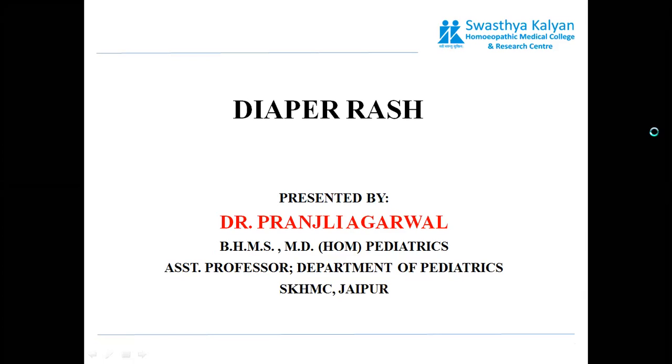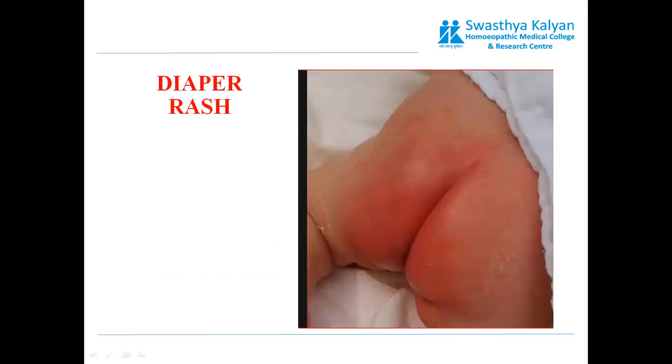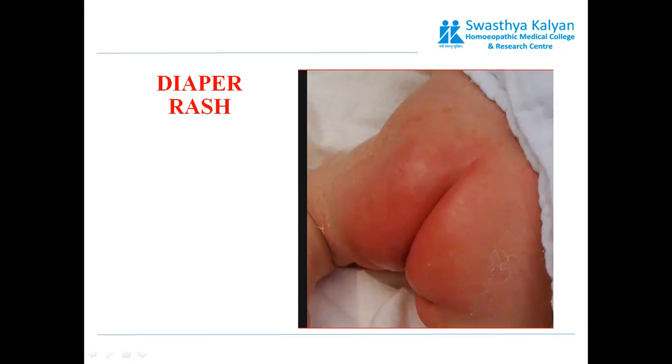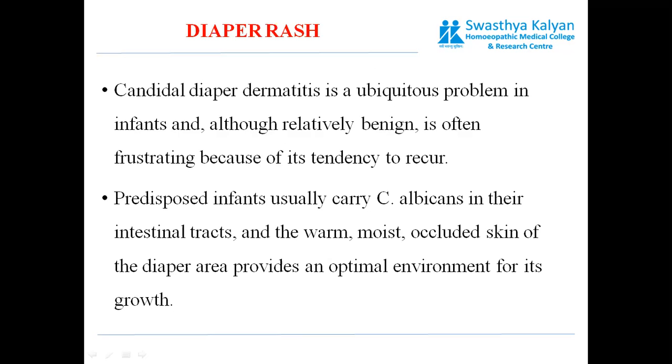So, by the term diaper rash, we mean that it's an inflammation, it's a redness of the skin around the diaper area, especially in infants and young children. In this image, we can see it is diaper rash, the redness, the inflammation in the diaper area. Candidal diaper dermatitis is a ubiquitous problem in infants and although relatively benign, is often frustrating because of its tendency to reoccur. Diaper rash is also called candidal diaper dermatitis.